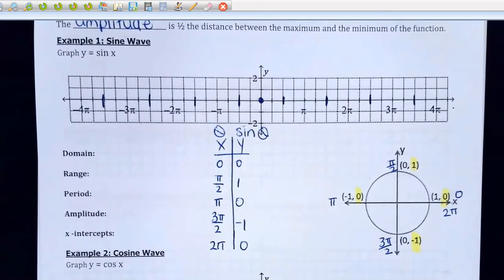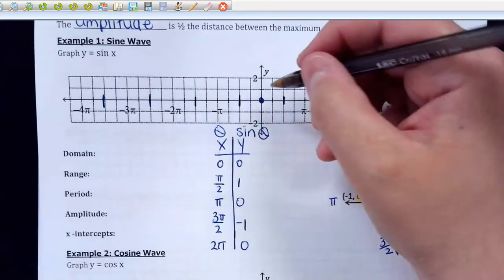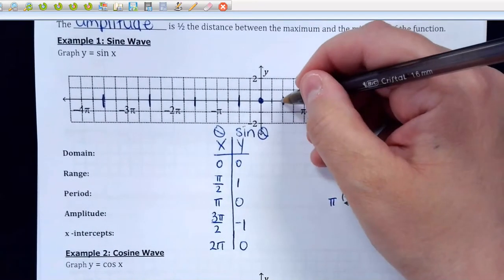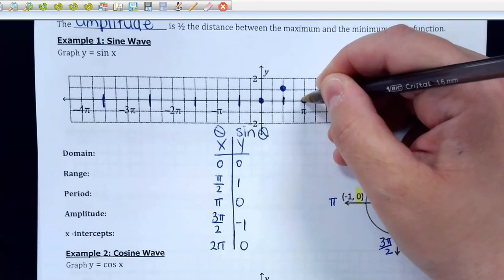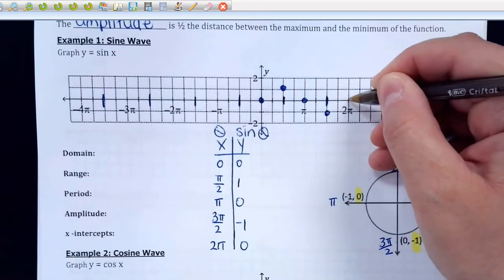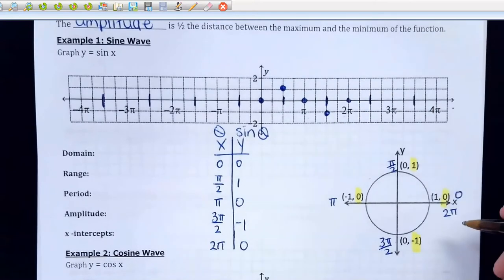This will help us draw the wave. So here, once around the circle, 0, 0, then at pi over 2, which would be right here, I'm up at 1, back to 0, then down to -1, and then back to 0. That is one full wave. So that's at 2 pi.